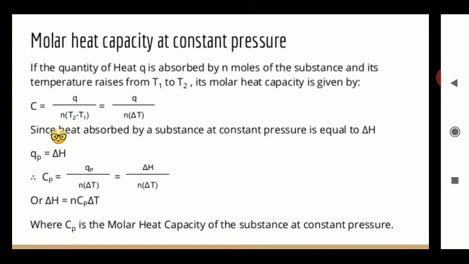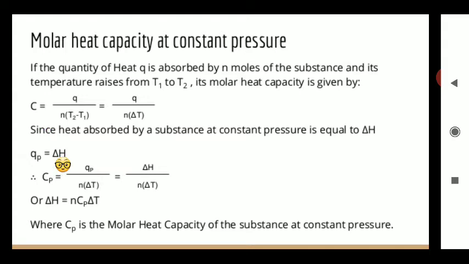This is delta H. From where is this expression obtained? You know the heat content: delta H is equal to delta U plus P into delta V. And according to the first law of thermodynamics, Q is equal to delta U plus P into delta V. When these two relations are combined together, you will obtain that Qp is equal to what?